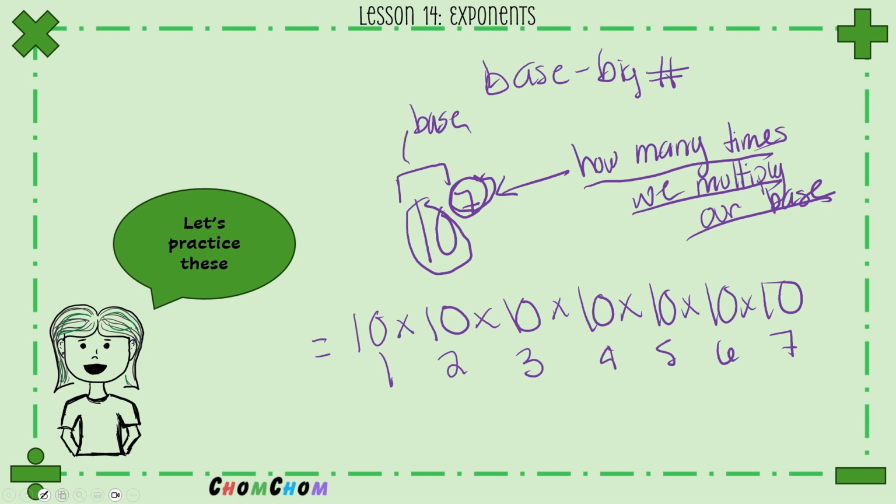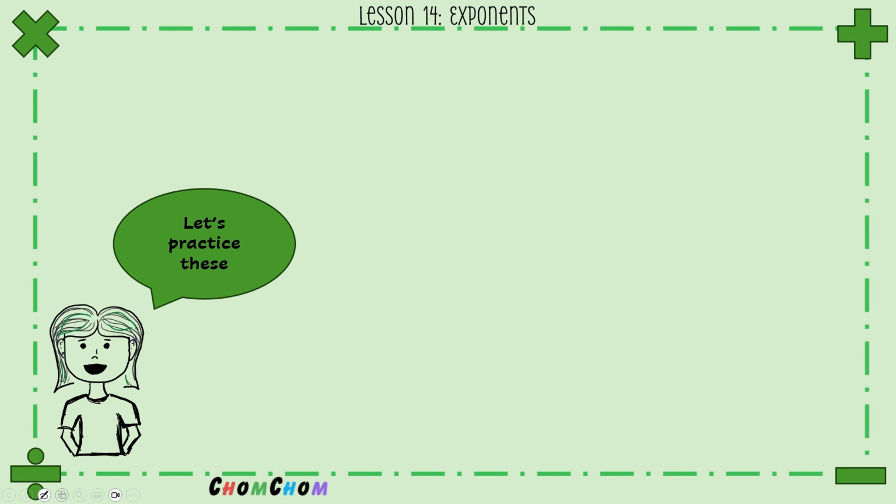Okay, let's try one more example. Let's do 7 to the 6th. Can you write this out? Give it a go. That's right, we're going to do 7 6 times.